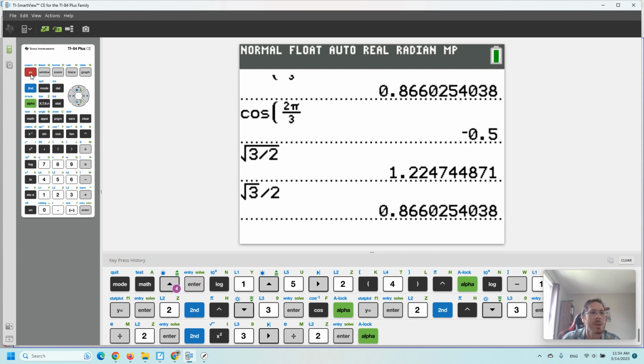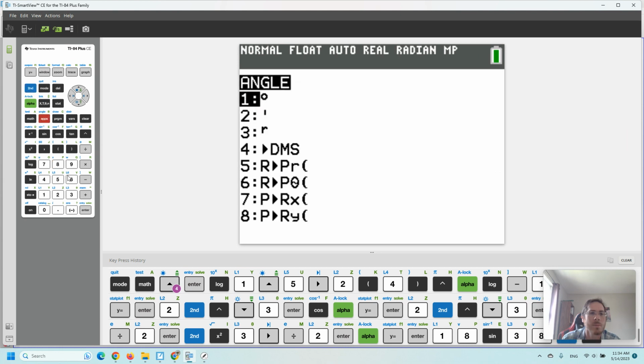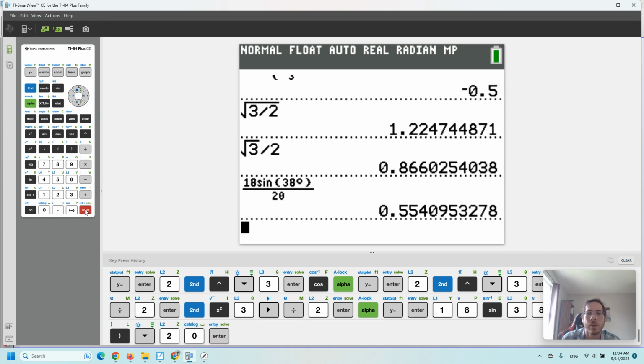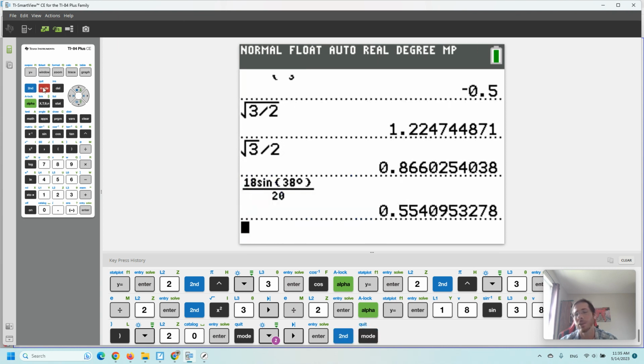Second, y equals, so I've got 18 sine of 38 degrees over 20. And I get 0.55. Well, wait a second. That's in radians because my calculator is still in radians mode. Yes, I have to switch modes after all. So I'm going to switch modes to degrees. Now remember, in one of those other questions, when we had to find sine and cosine of 2 pi over 3, we couldn't answer that question if we were in degree mode.